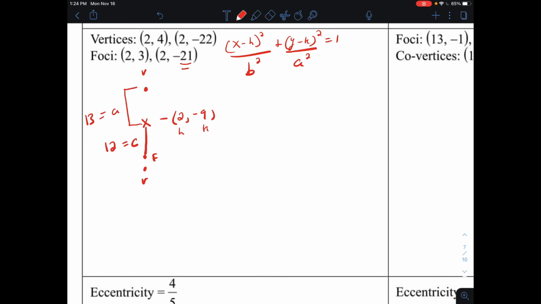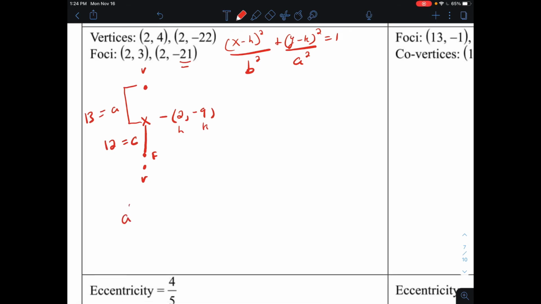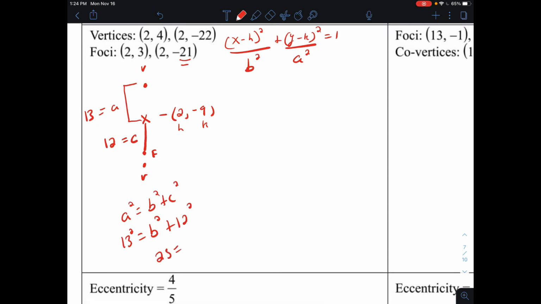And so we have to solve for b. The Pythagorean relation for an ellipse is a squared is equal to b squared plus c squared. So 13 squared is equal to b squared plus 12 squared. And so you wind up getting 25 is equal to b squared. I'm not actually going to solve for b, because all I need to know is b squared.